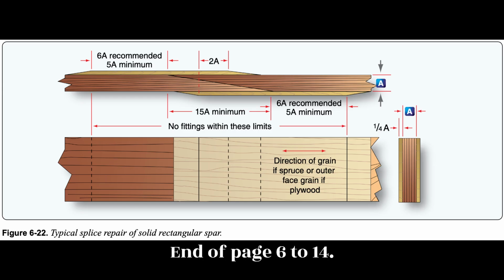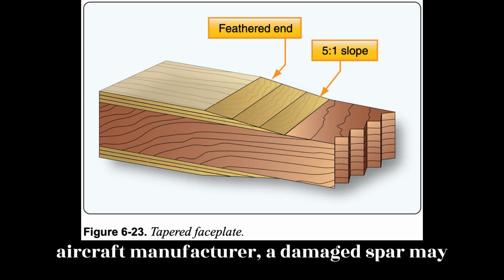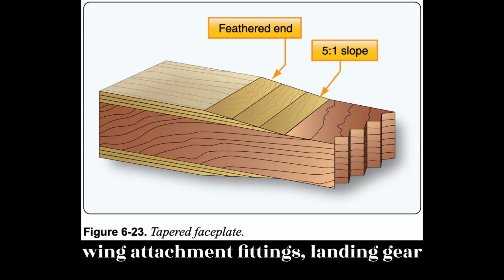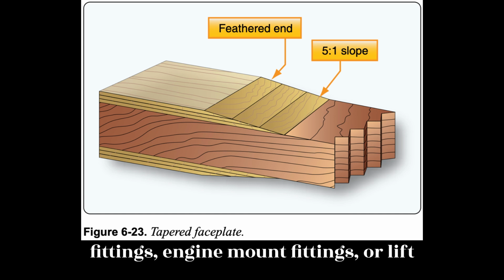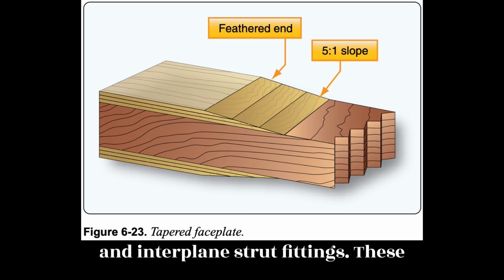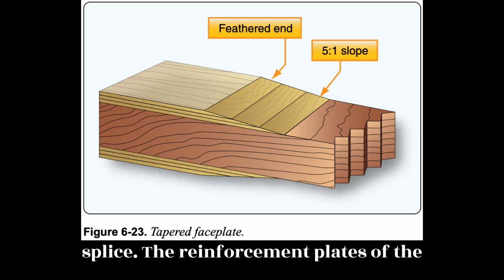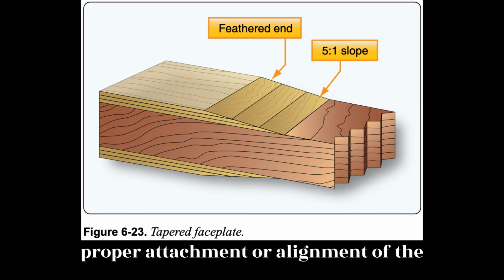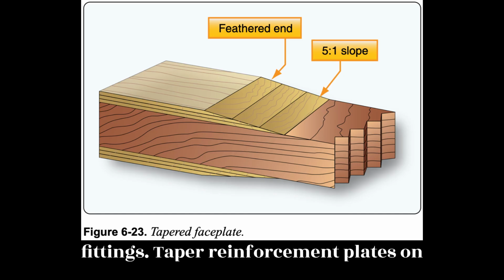End of page 6-14. Unless otherwise specified by the aircraft manufacturer, a damaged spar may be spliced at almost any point except at wing attachment fittings, landing gear fittings, engine mount fittings, or lift and interplane strut fittings. These fittings may not overlap any part of the splice. The reinforcement plates of the splice should not interfere with the proper attachment or alignment of the fittings.